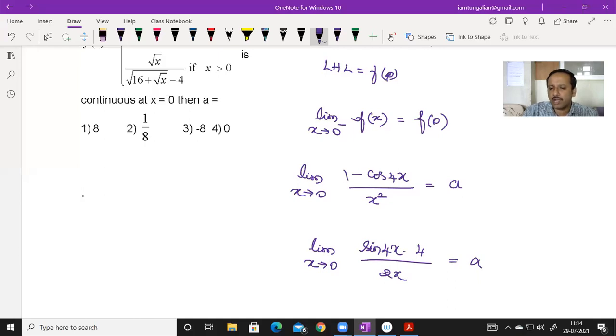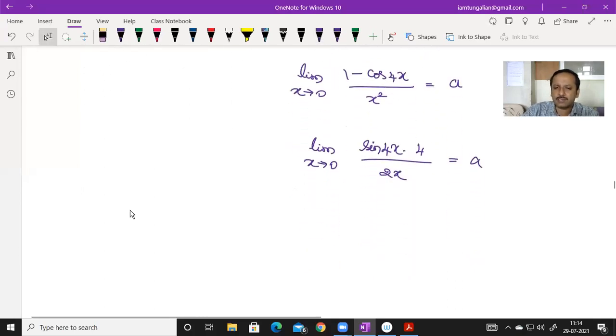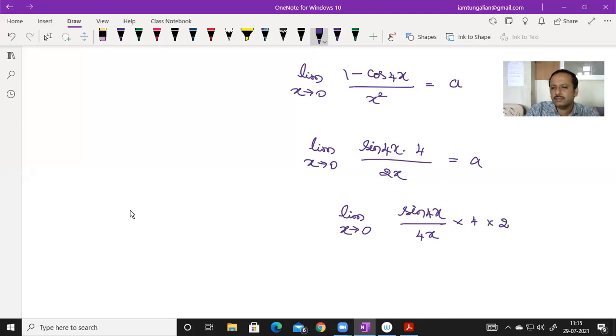Okay. So now you have sin 4x in the numerator. When you have sin 4x in the numerator, you prefer 4x in the denominator. So from where did I get this? This 2x is there now. I'm writing 2x as I'm multiplying and dividing by 2 here. This 2 into 2x will become 4x. This 4 into 2 will remain.